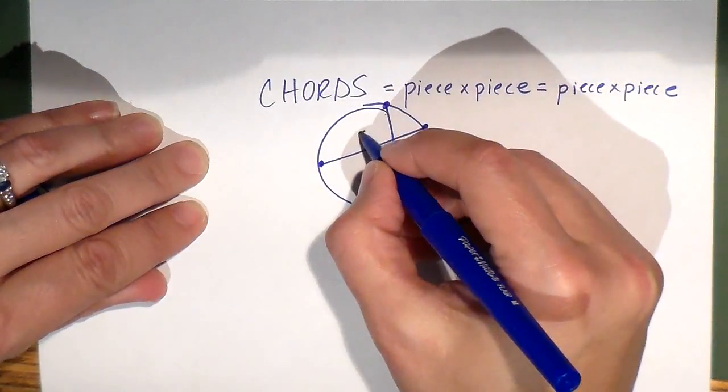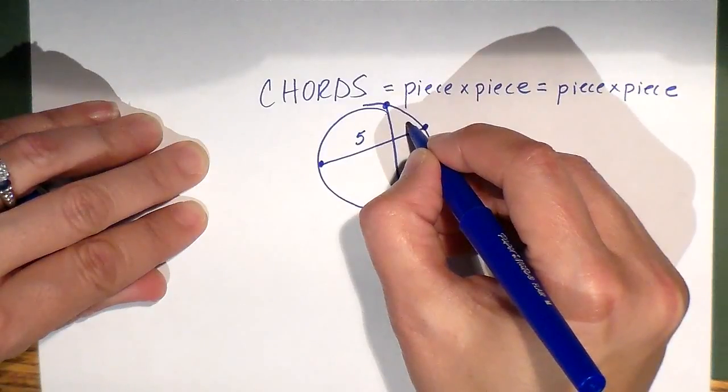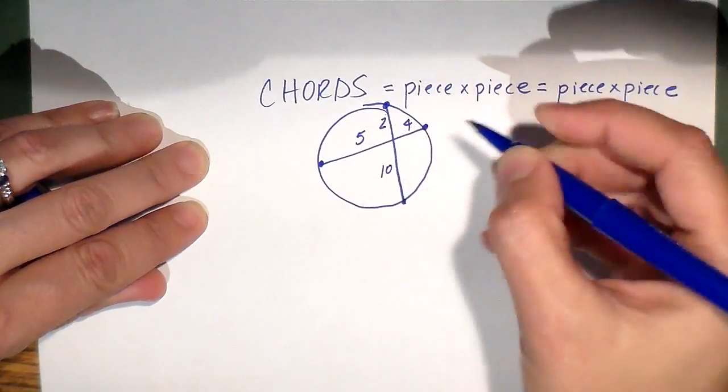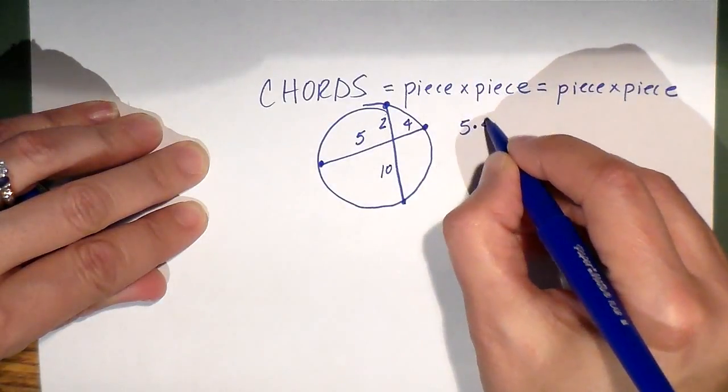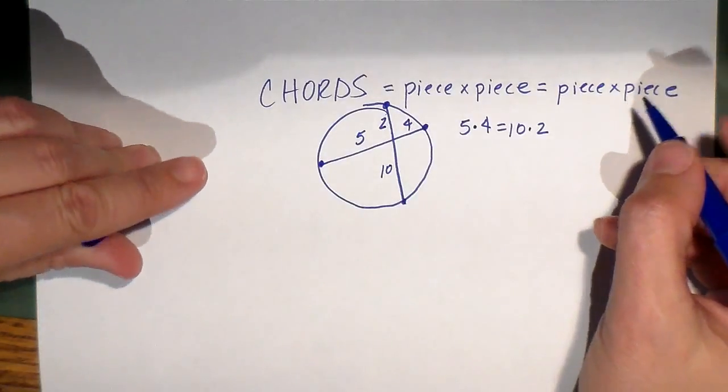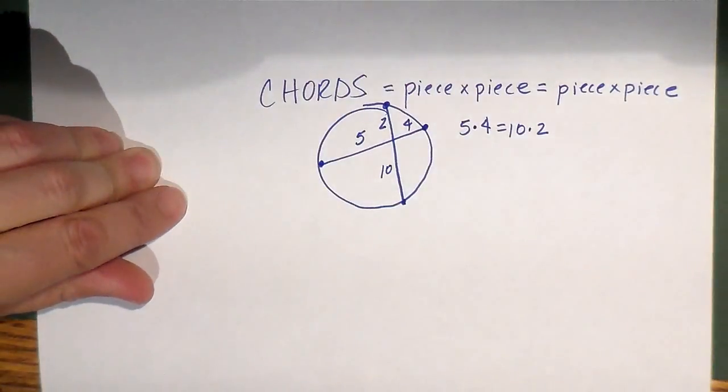here would be your example. Say that's 5 and that's 4 and that's 10 and that's 2. 5 times 4 equals 10 times 2. That's just an example. So that's for chords. Piece times piece equals piece times piece.